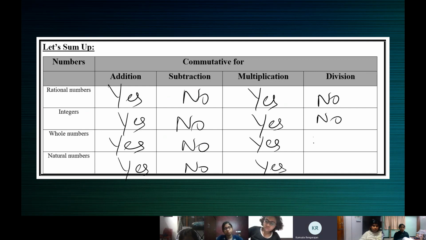When you change the order, that is commutative. A plus B, B plus A. A minus B, B minus A. That is commutativity. First AB and then BA. For addition and multiplication, you will always get the same answer, but for subtraction and division, the answer will change. It's not always the same.